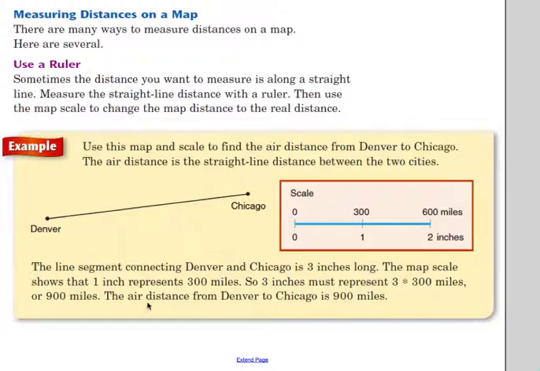Now the map scale shows that 1 inch represents 300 miles. So 3 inches must represent 3 times 300 miles, or in other words, 900 miles. The air distance from Denver to Chicago then is 900 miles.